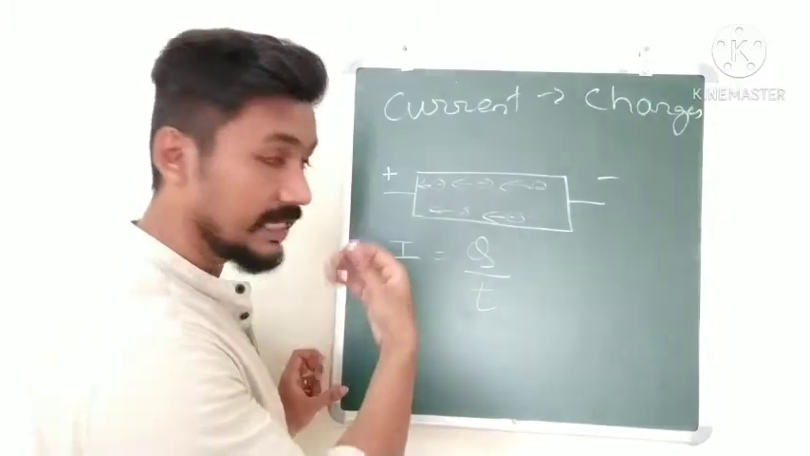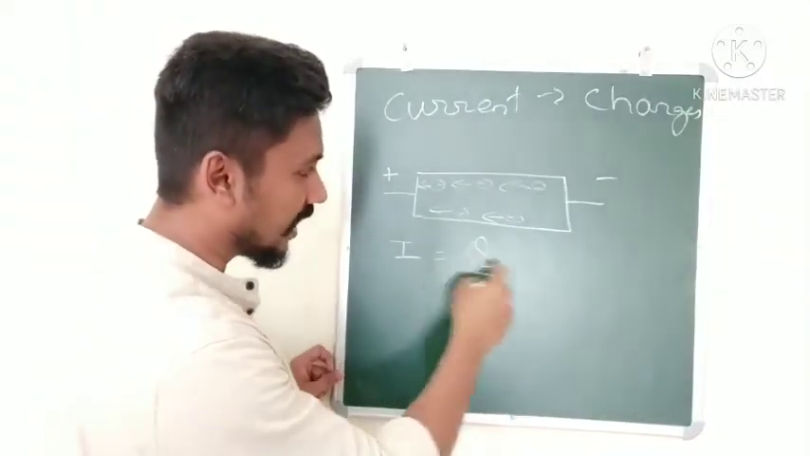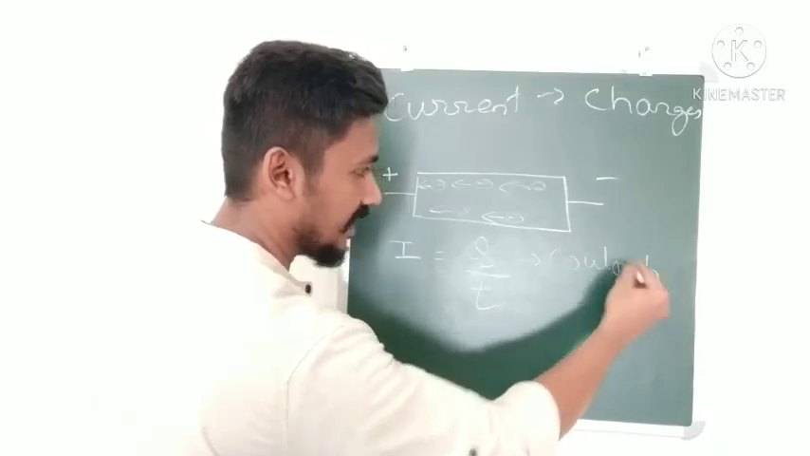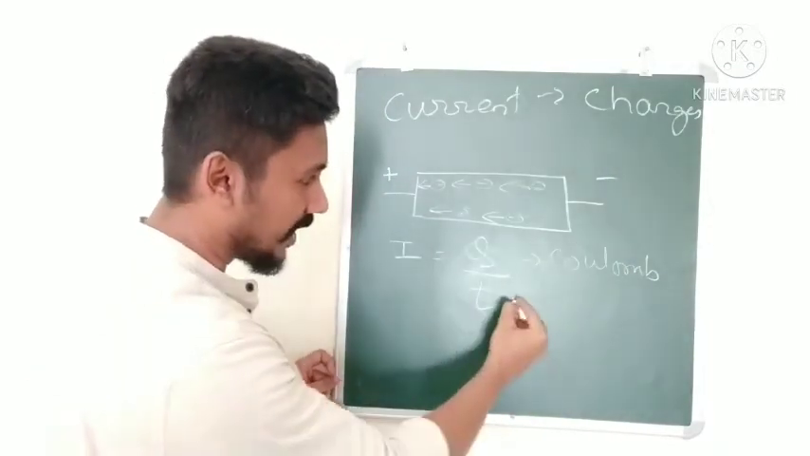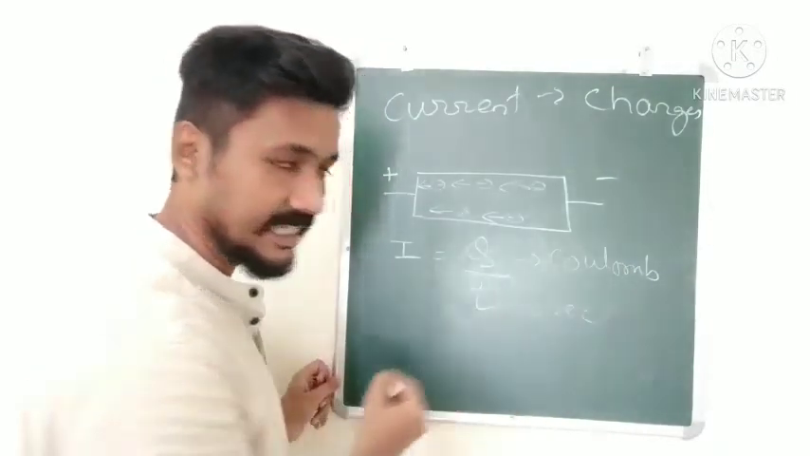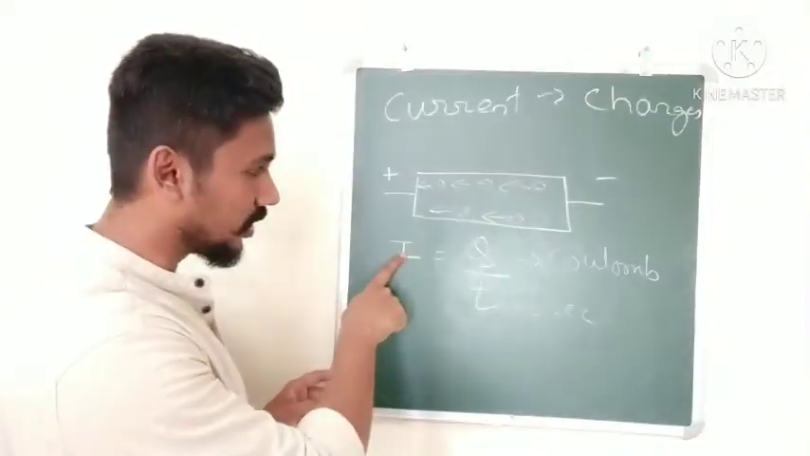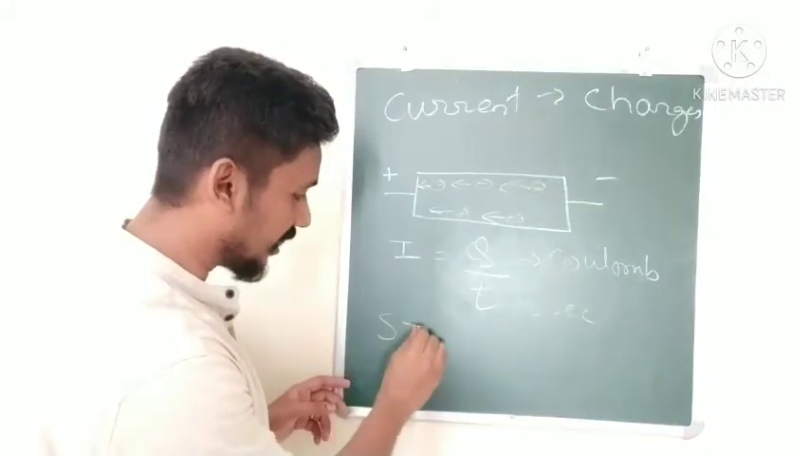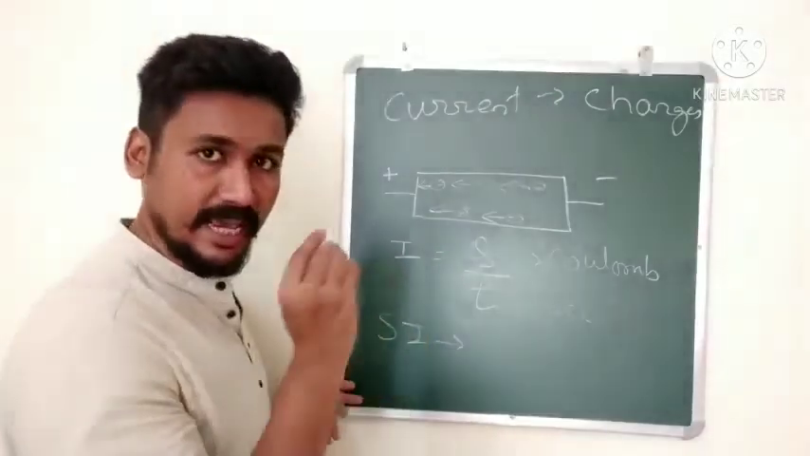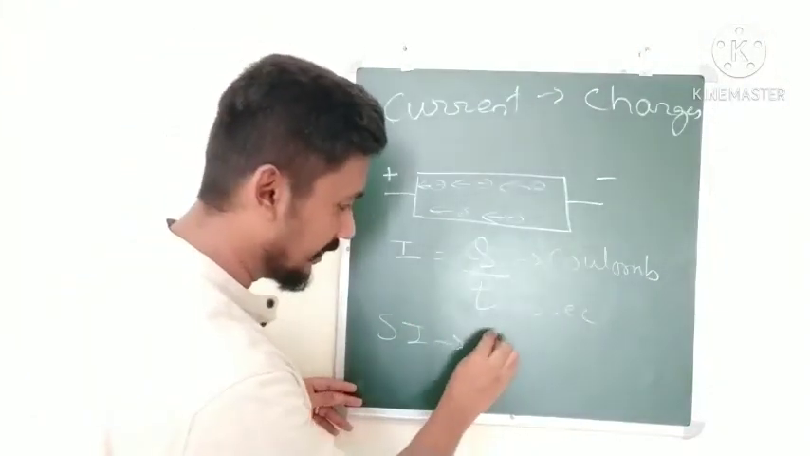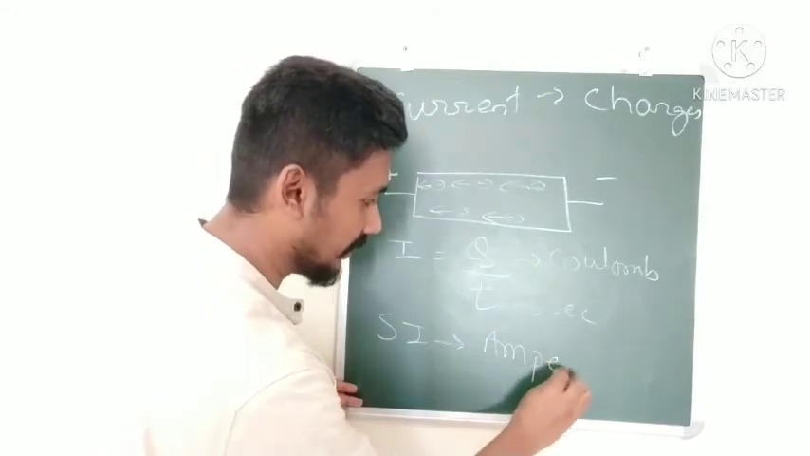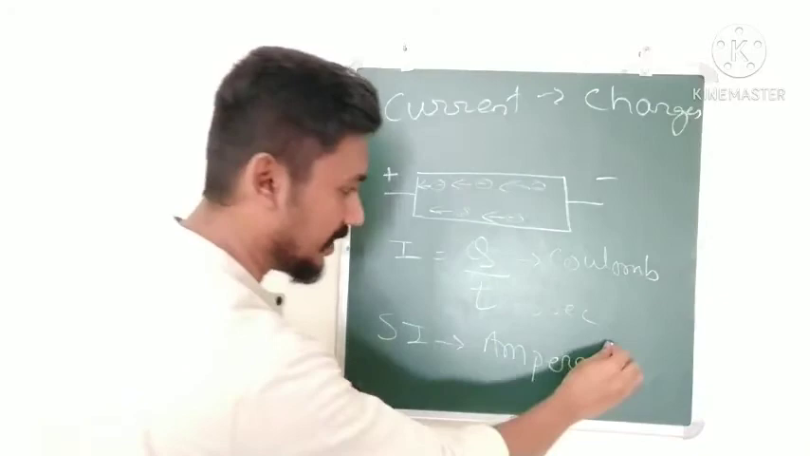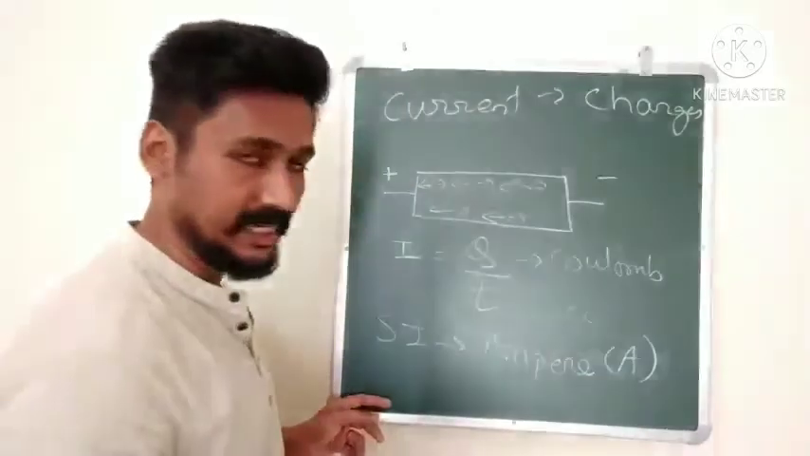Now let us give the SI unit for it. For charge, the SI unit is coulomb. Okay, it is named after the scientist. For time, we know SI unit is second. So what is SI unit for current? It will be coulomb per second. But it is given a special name, and the name given for SI unit of electric current is ampere. Okay, remember this. This is important to remember. So SI unit of electric current is ampere. It is denoted by capital A.